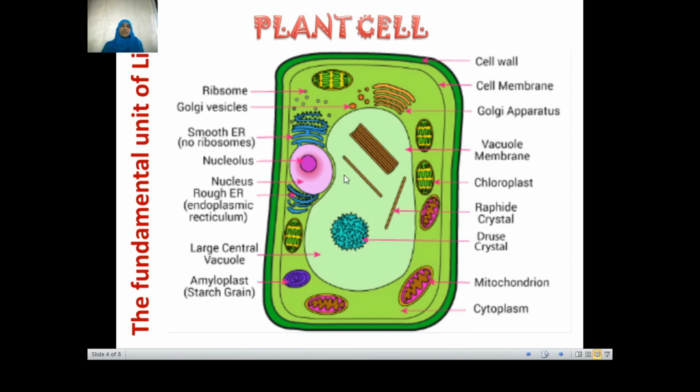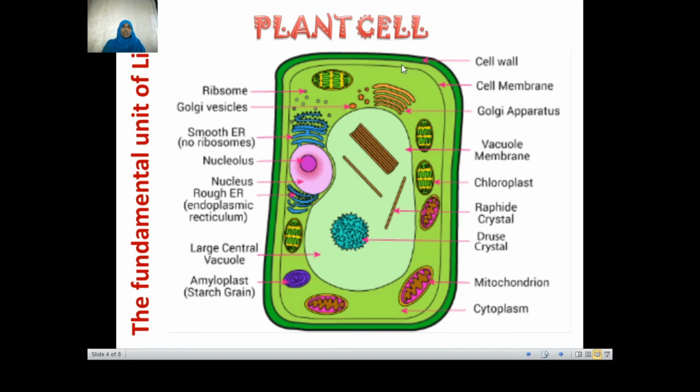Now let us see what else is different in the plant cell. Apart from chloroplast, you could see this large central vacuole. This is the most prominent feature which gives the shape to the plant cell. It stores water and gives the rigid shape for the plant cell.